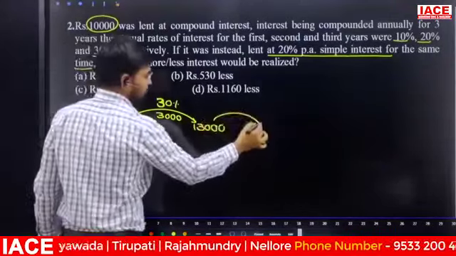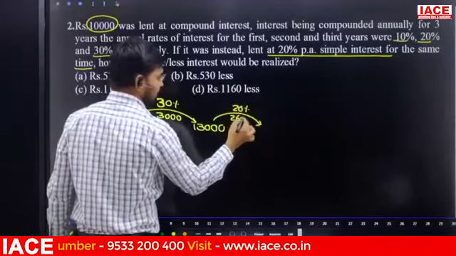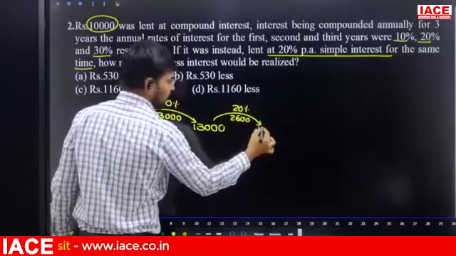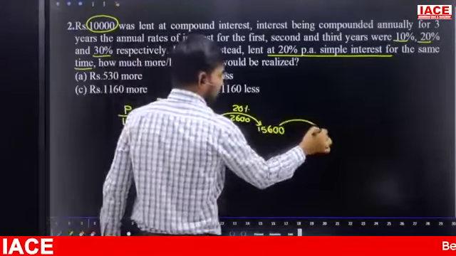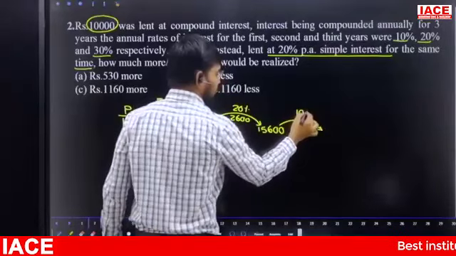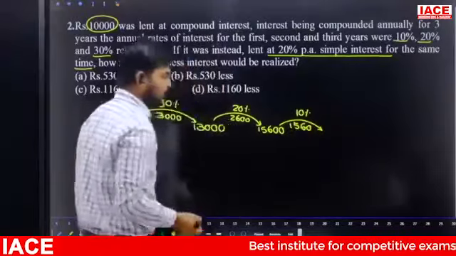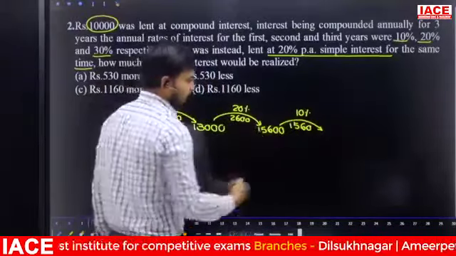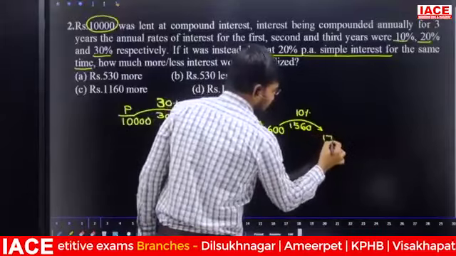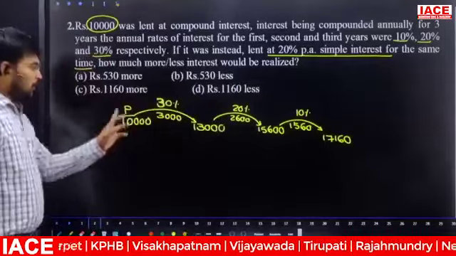Second case is 20%. 20% of 13,000 is nothing but 2,600. It becomes 15,600. Again 10%. 10% is nothing but 1,560. So it becomes 15,600 plus 1,560, that is 17,160. So this is compound interest.